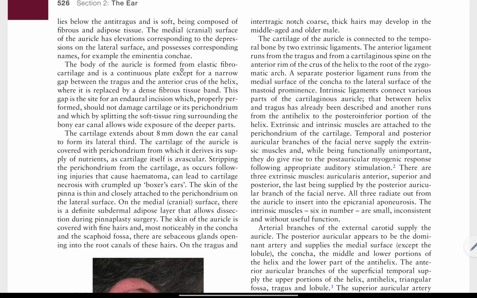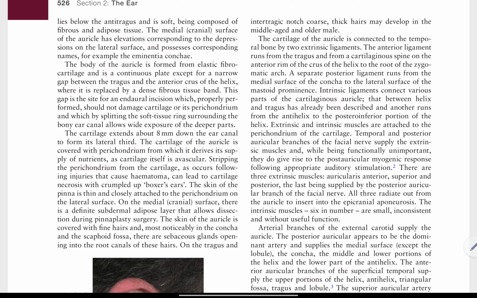The body of the auricle is formed by elastic fibrocartilage and is a continuous plate except for a narrow gap between the tragus and the anterior crus of the helix, where it is separated by a dense fibrous tissue band. This gap is the site for an endaural incision, which, properly performed, should not damage cartilage or its perichondrium, and which, by splitting the soft tissue ring surrounding the bony ear canal, allows wide exposure of the deeper parts. The cartilage extends about 8 mm down the ear canal to form its lateral third.